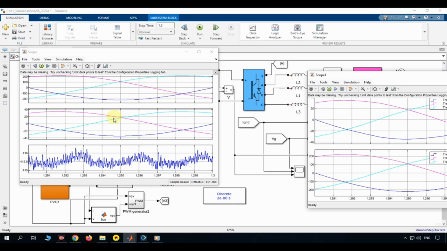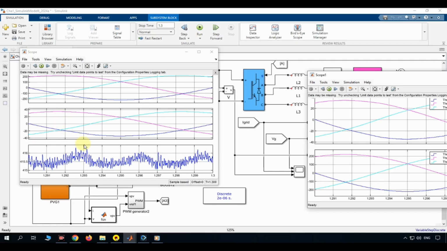The second graph shows the three-phase output currents. Similar to the voltages, the currents are balanced and separated by 120 electrical degrees. Because the system operates under constant irradiance, the output currents remain constant in amplitude throughout the simulation. This indicates that the photovoltaic system continuously delivers nearly constant active power to the electrical grid.